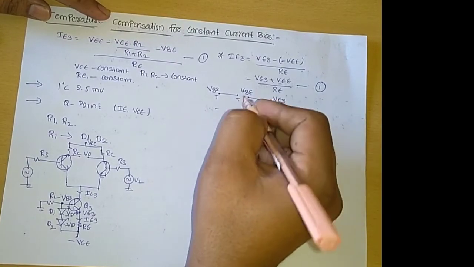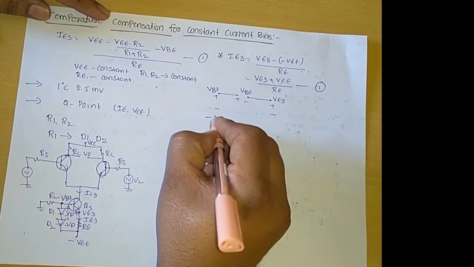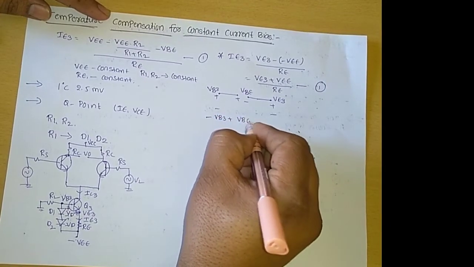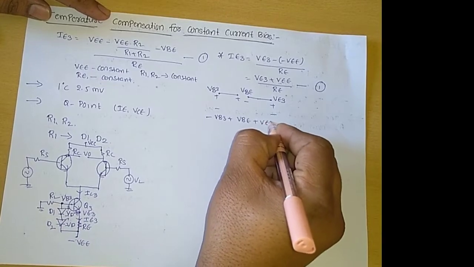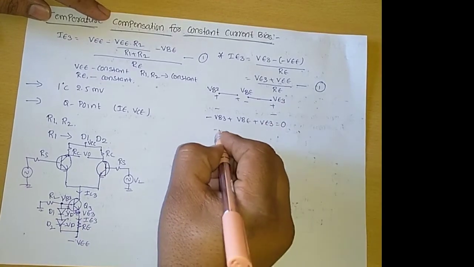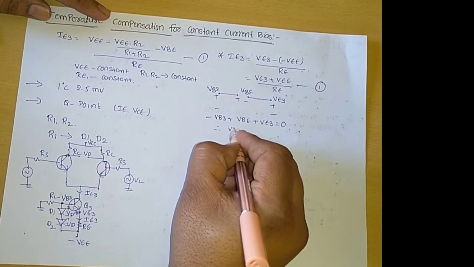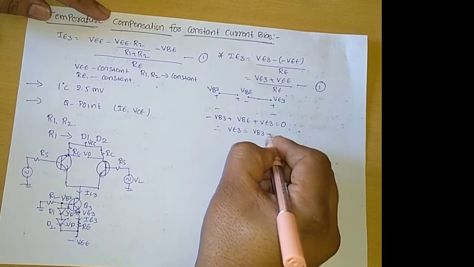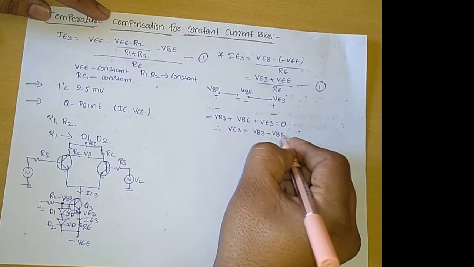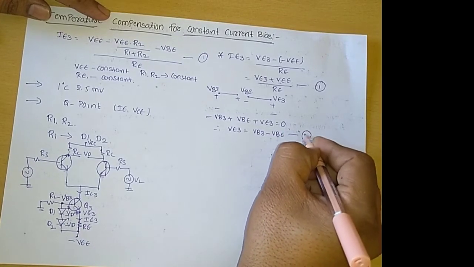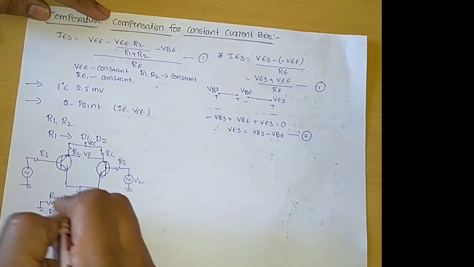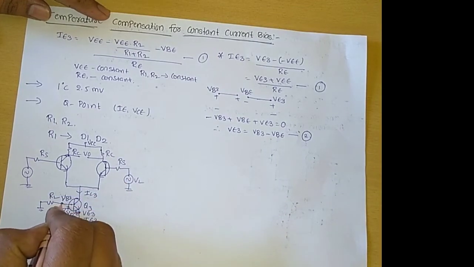Now we can apply KVL in this loop, then we get minus VB3 plus VBE plus VE3 equal to 0. Therefore, the emitter terminal voltage VE3 equals VB3 minus VBE. We consider this equation number 2. Now we are determining the base voltage VB3.